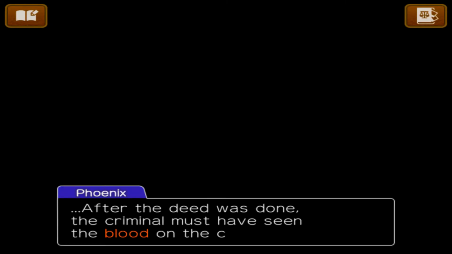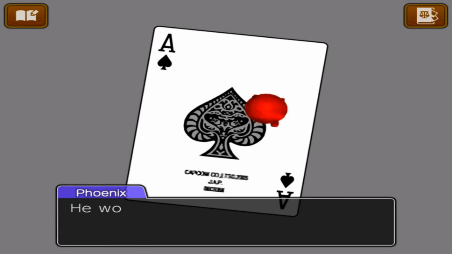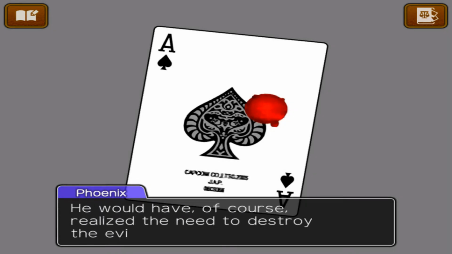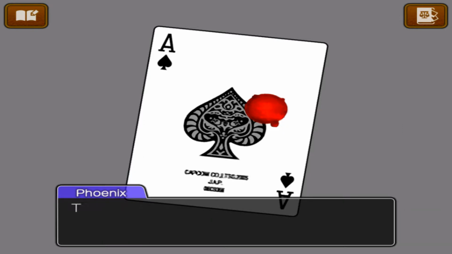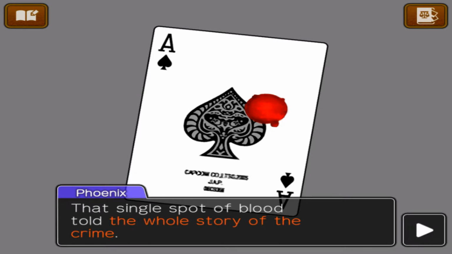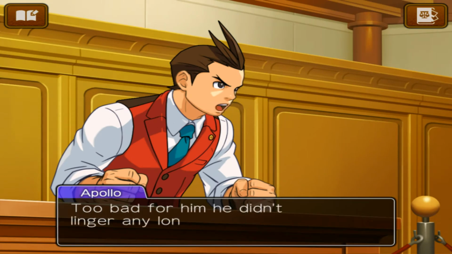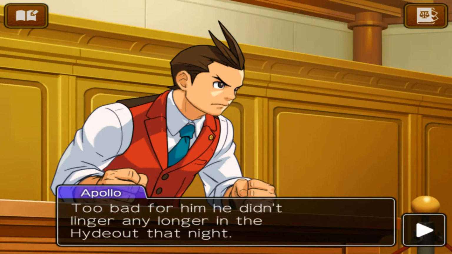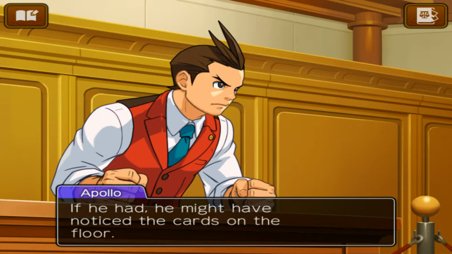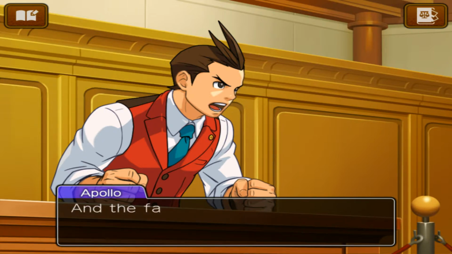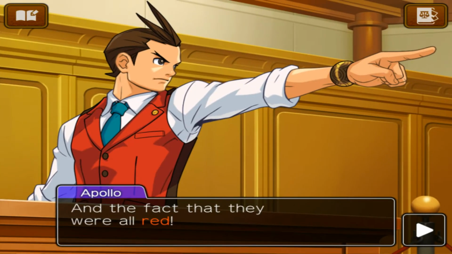Bam! After the deed was done, the criminal must have seen the blood on the card. He would have, of course, realizing the need to destroy the evidence. That single spot of blood told the whole story of the crime. Too bad for him he didn't linger any longer in the hideout that night. If he had, he might have noticed the cards on the floor. And the fact that they were all red.